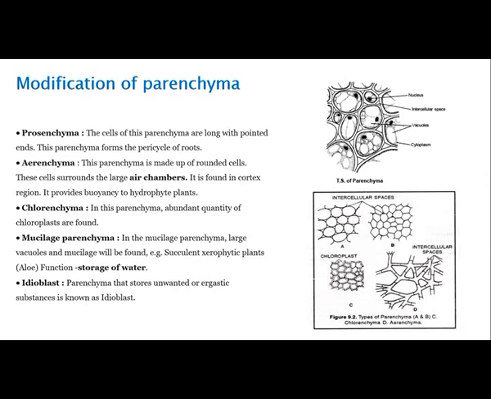The idioblasts are parenchyma that store unwanted substances like tannins, resins, etc. Then there is another type of parenchyma called the mucilage parenchyma, in which large vacuoles are found which store water, as in the case of aloe vera.